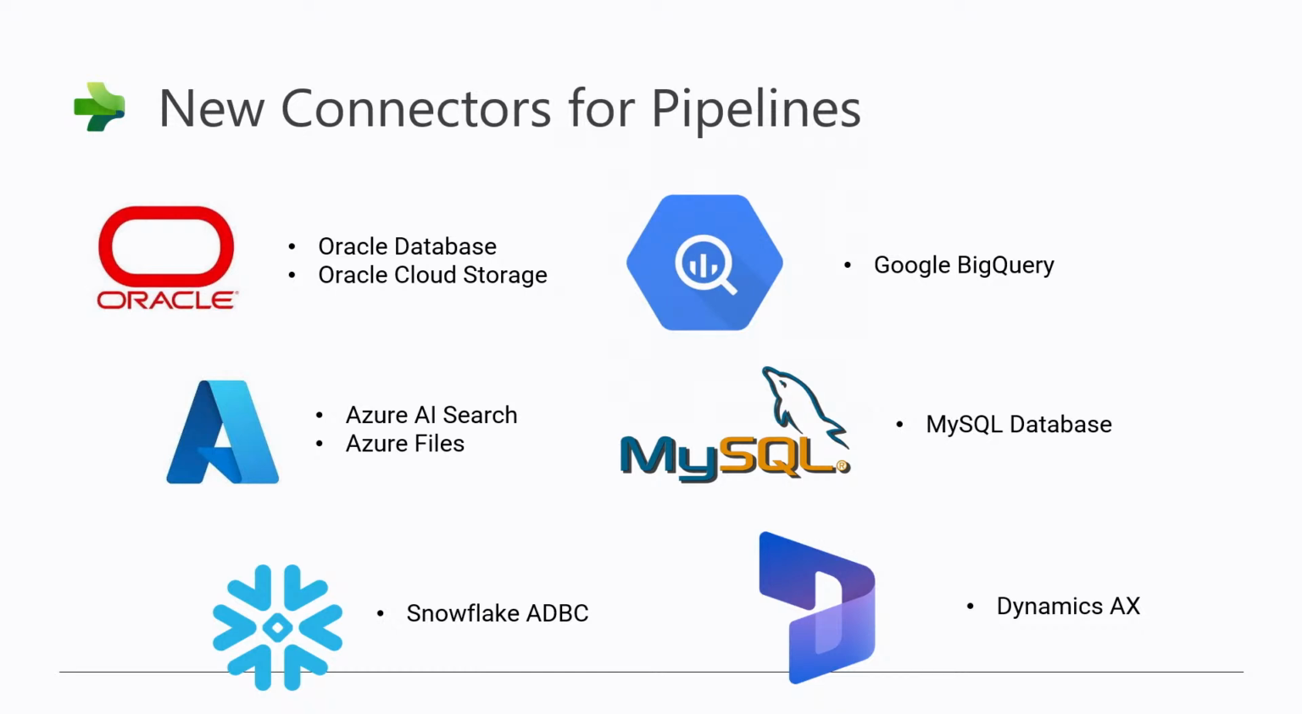Azure AI Search, Azure Files as well. MySQL database is easier to connect to now also with Fabric. Snowflake ADBC, which will make it easier and quicker to fetch data from Snowflake, if you are not in a use case where mirroring for Snowflake makes sense, if you are in a case where you want to copy your full data.